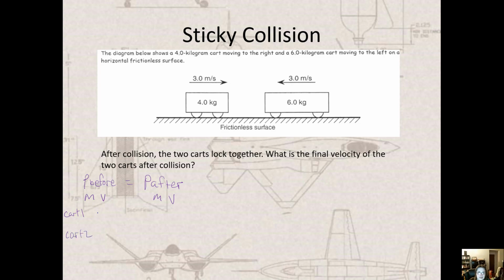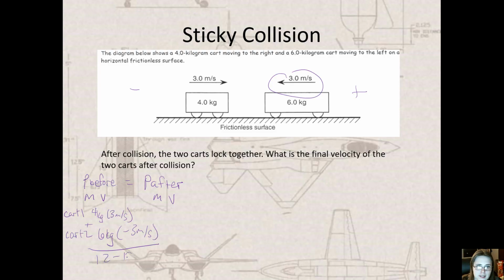So then this is mass 4 kilograms times 3 meters per second. This is going to get added together with the 6 kilograms. But this time, this is moving to the left. We're going to say left is negative, right is positive. So this is then negative 3 meters per second. The total then is 12 minus 18. That's going to equal the momentum on the other side.